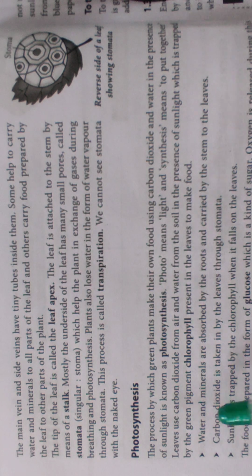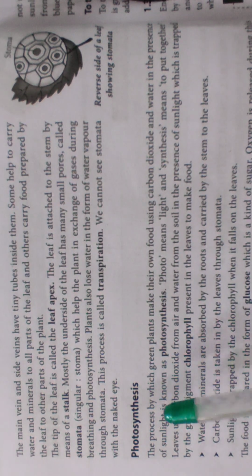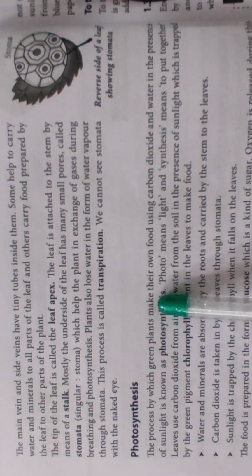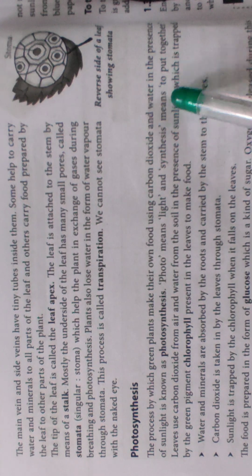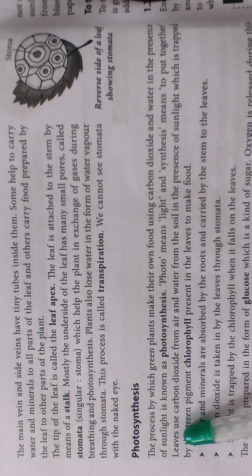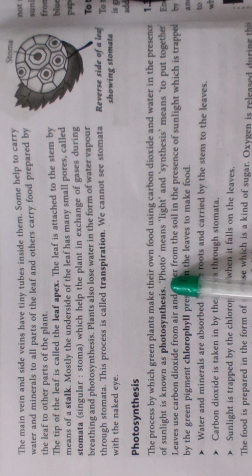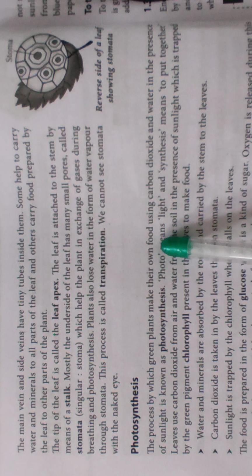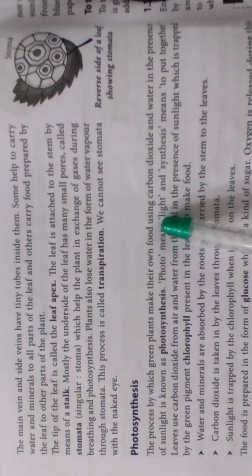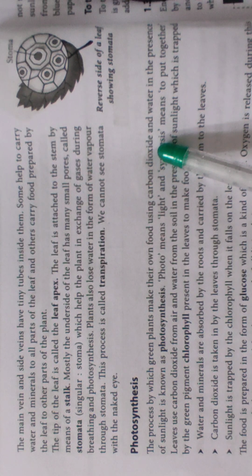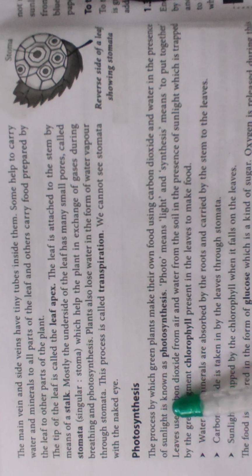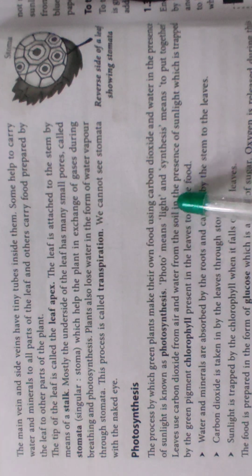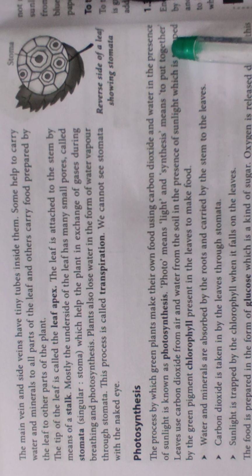Now see, what is photosynthesis? Photosynthesis is the process by which green plants make their own food using carbon dioxide and water in the presence of sunlight. Photo means light and synthesis means to put together.